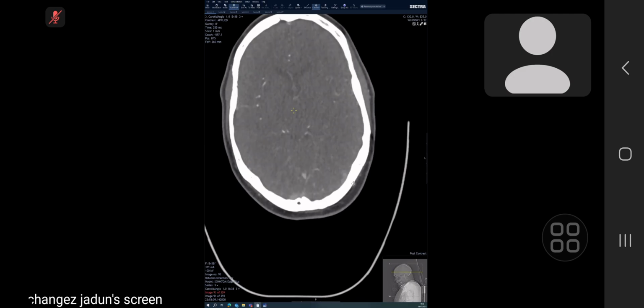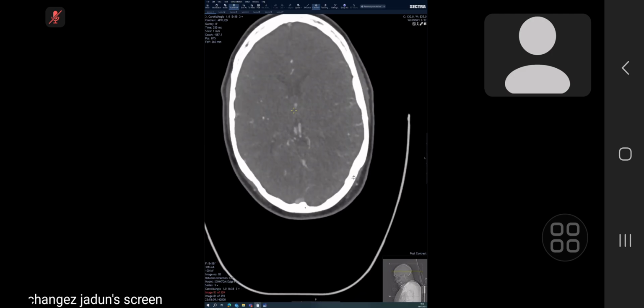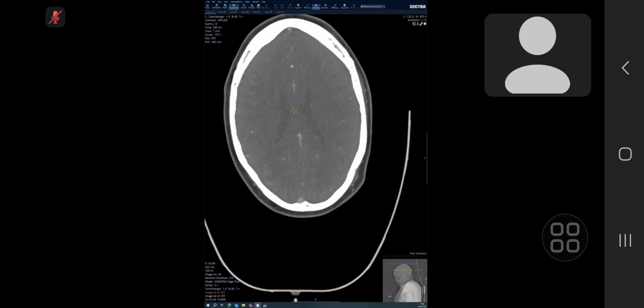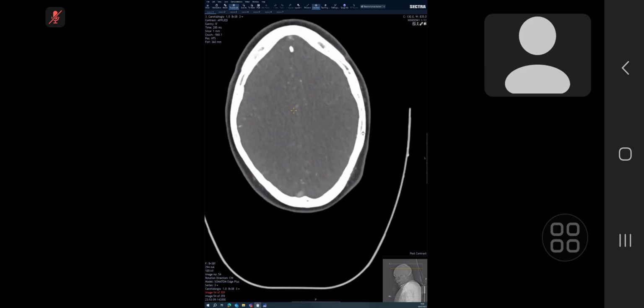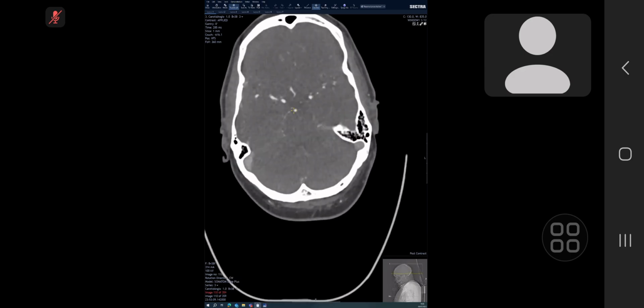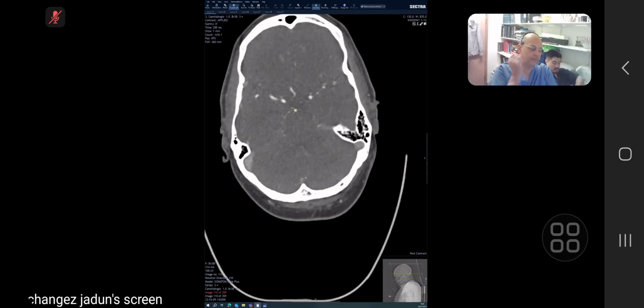It's a thrombus in the M2 component of the left internal carotid artery, and then further we would go for the catheter angiography to thrombolyze this thrombus. Yeah, okay. So for the candidates, let me sum up what you were saying.